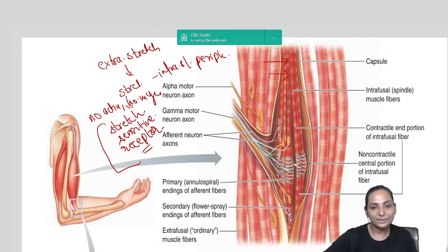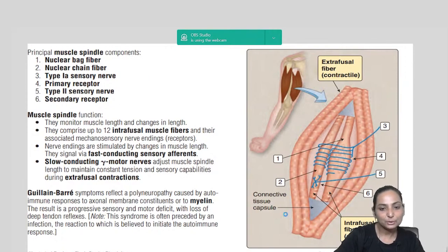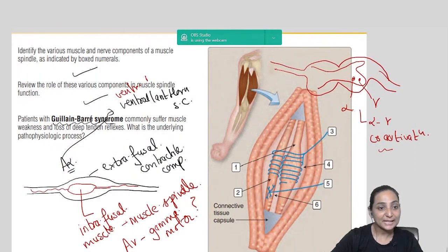So here also you can nicely see the afferents and the efferents. This is the primary annulospiral ending, and this is ending in the form of a flower, therefore it is called a flower spray ending.